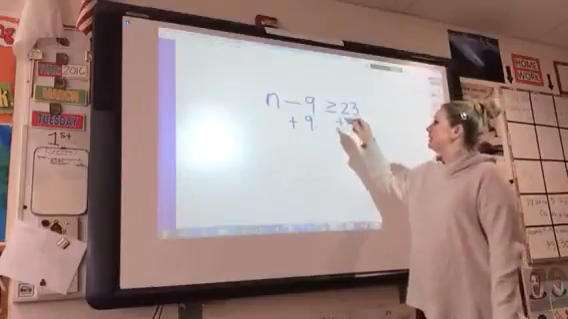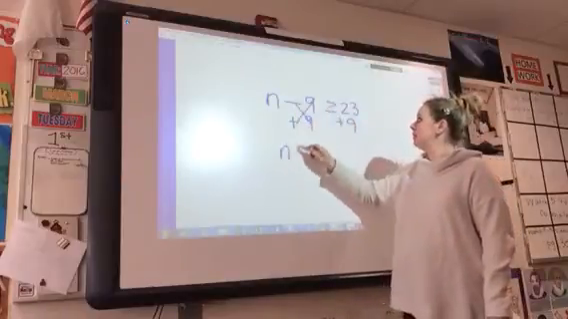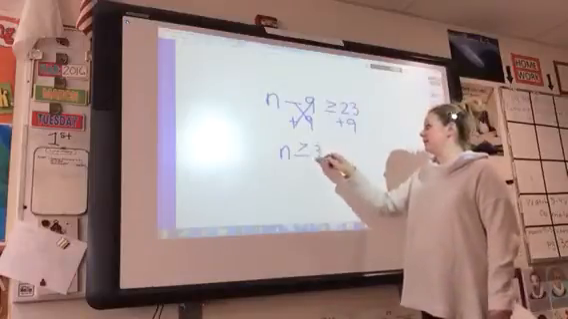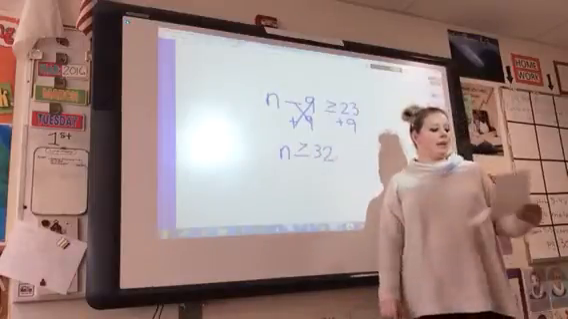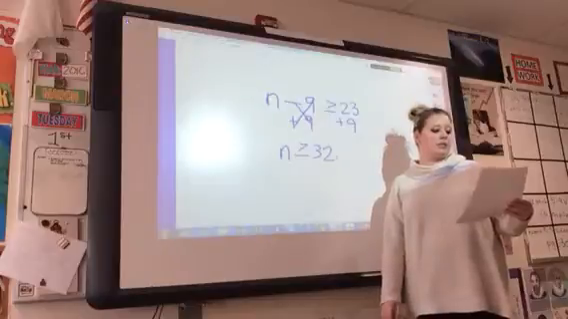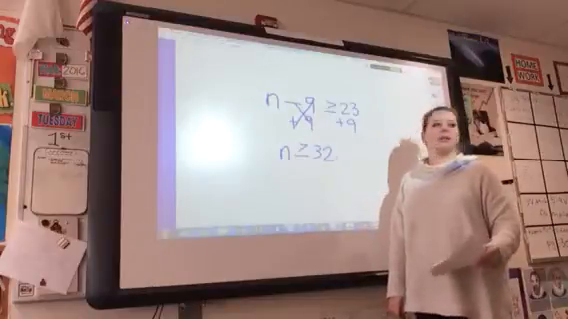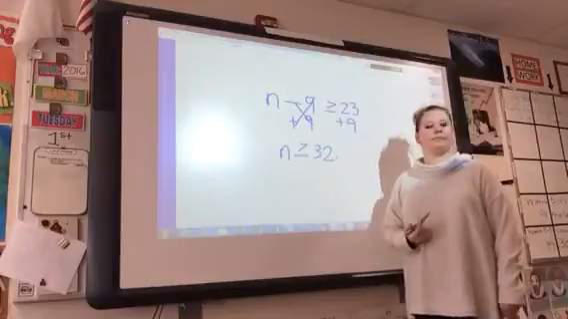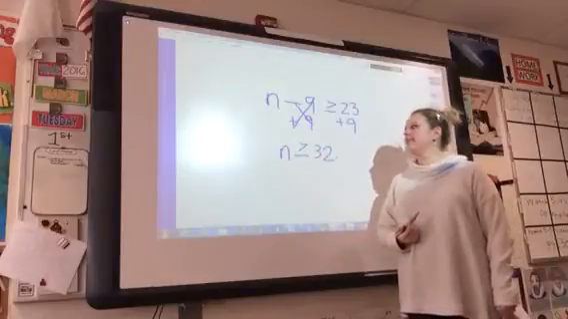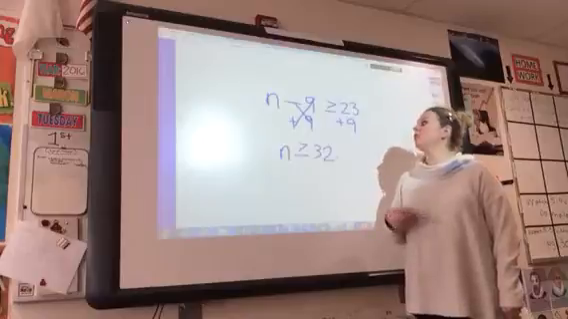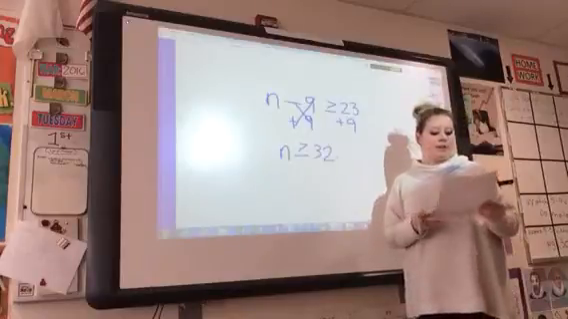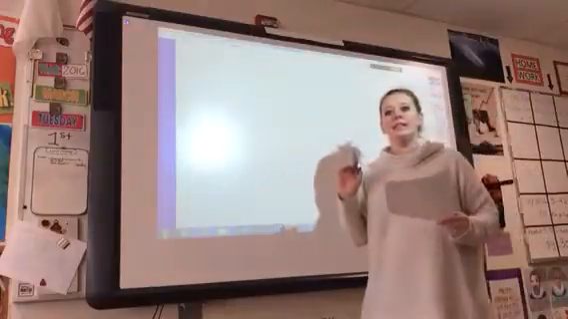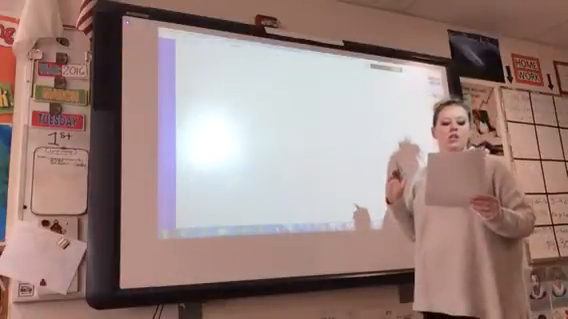And we're not flipping the symbol because we did not multiply or divide by a negative. Okay? And it does not say to put this on a number line, so we don't need to put it on a number line. How would I read this, Emmanuel? N is at least, is greater than or equal to 32. Okay.